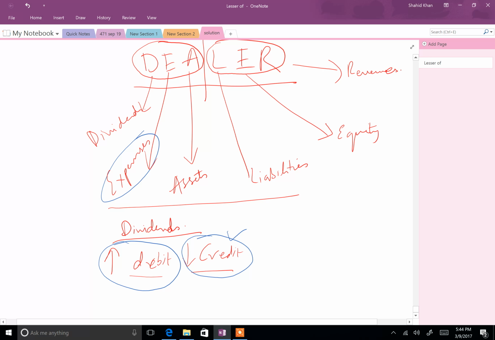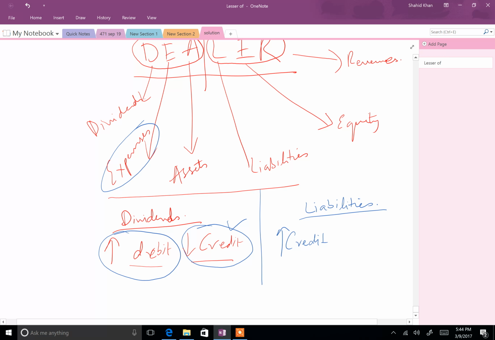The last three work the opposite way. Let's start with the first account, liabilities. When liabilities increase, you're going to credit it. When liabilities decrease, you will debit it. I'm going to write it fully.